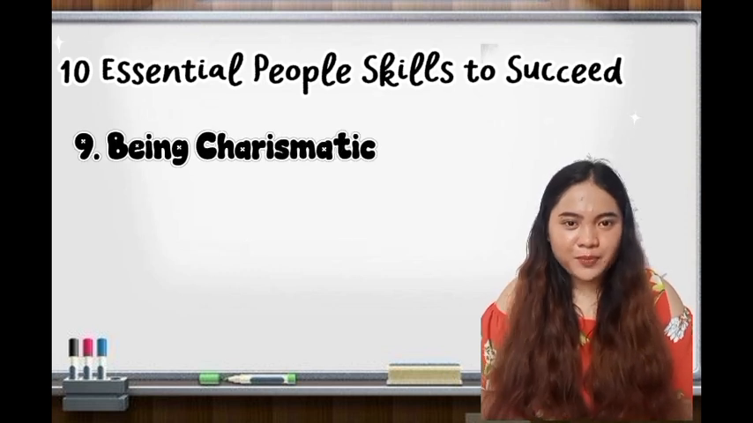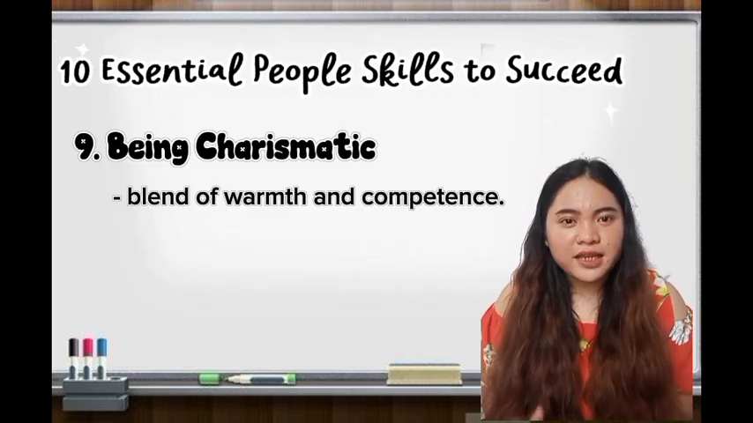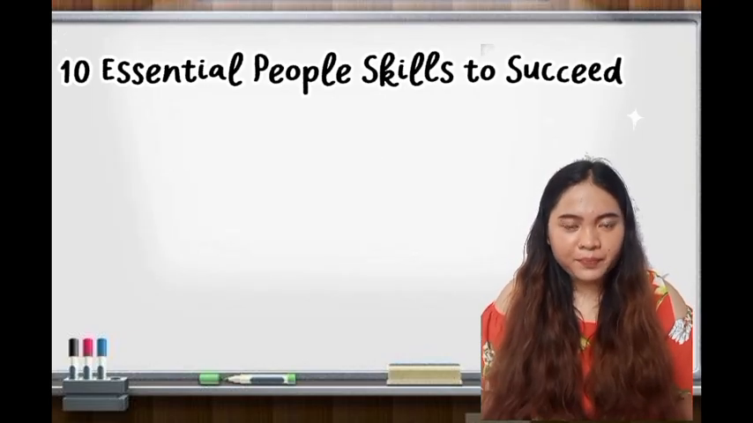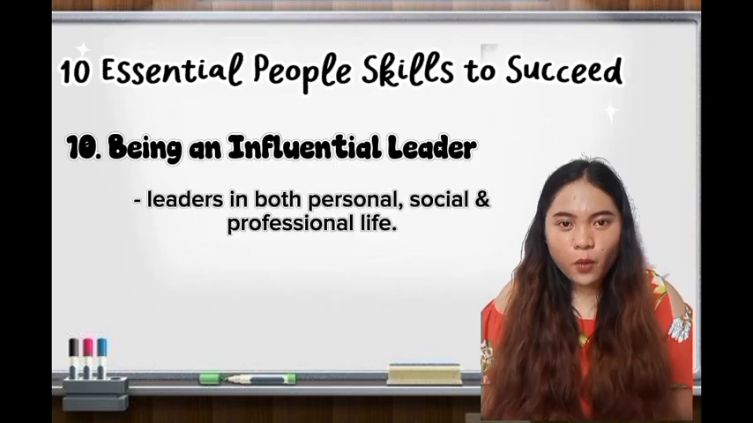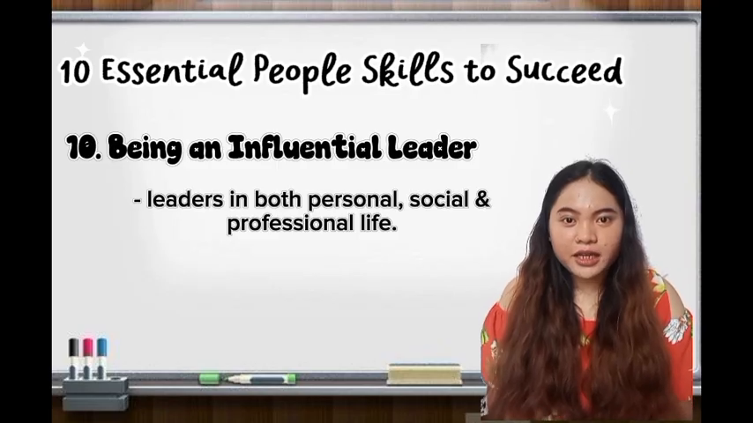9. Being charismatic. What is charisma? Charisma is the perfect blend of two essential people skills traits such as warmth and competence. 10. Being an influential leader. Leaders in both personal, social, and professional life are able to gain camaraderie.